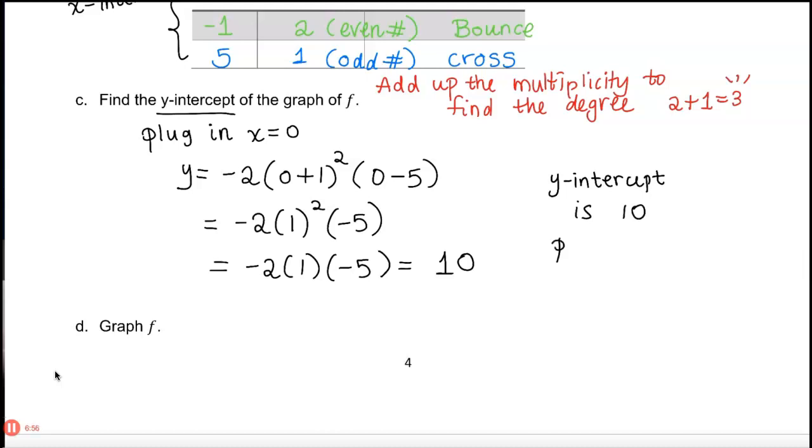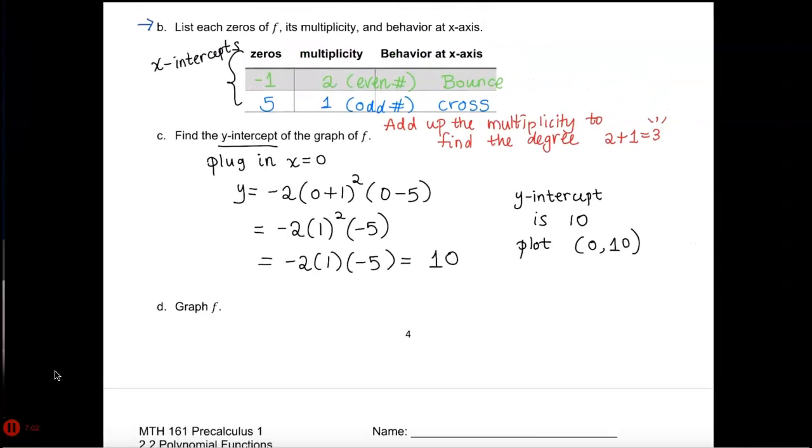We can plot a point at 0, 10. So let me go ahead and graph this based on what we have. Remember, because we have 2 zeros, we can also plot these x-intercepts: -1, 0 and 5, 0, right?